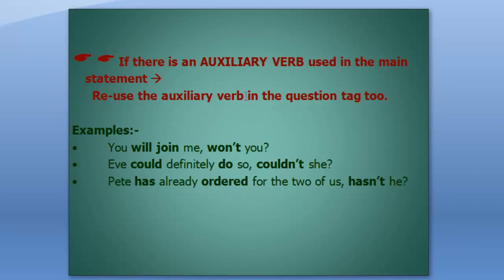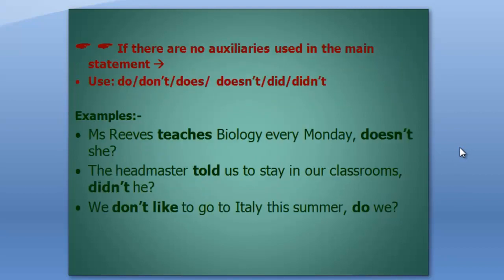If there is an auxiliary verb or helping verb used in the main statement, we reuse it. Reuse the auxiliary verb in the question tag too. For example, you will join me, won't you? Eve could definitely do so, couldn't she? Pete has already ordered for the two of us, hasn't he?